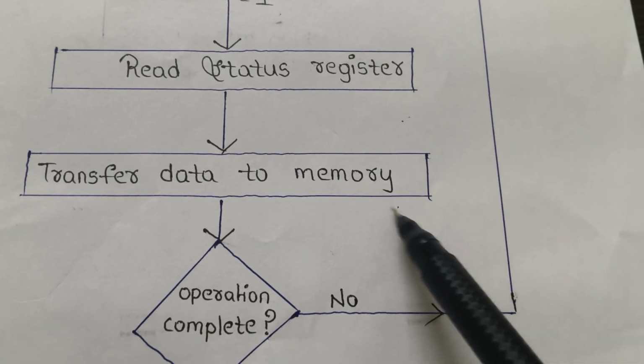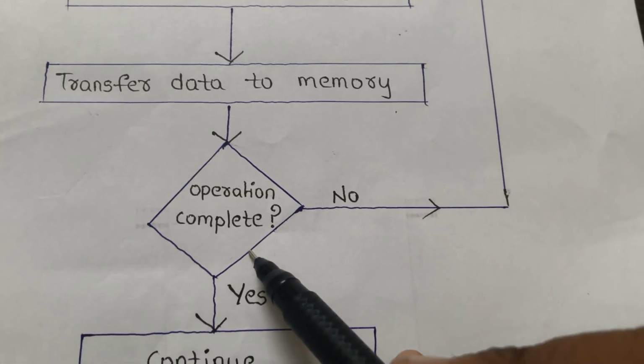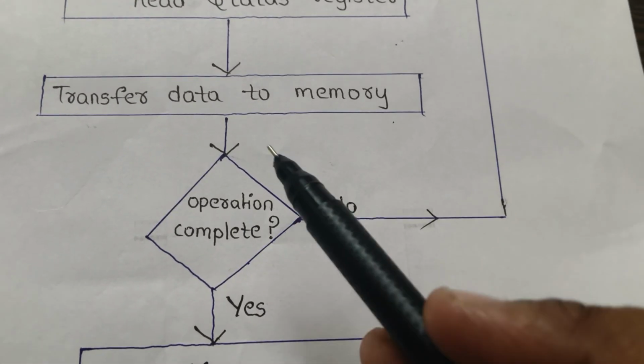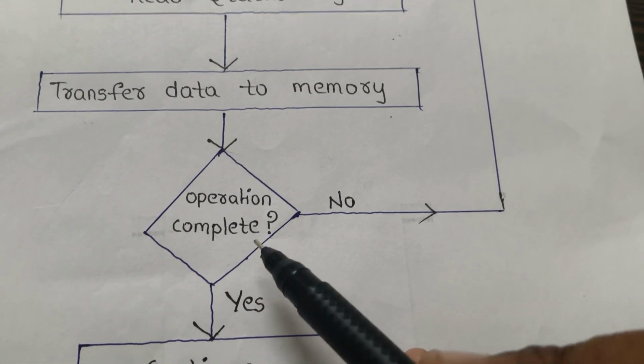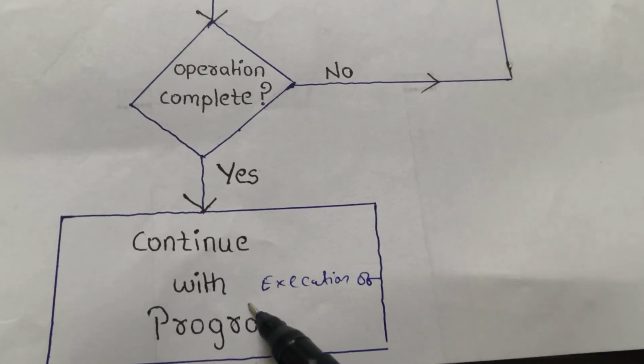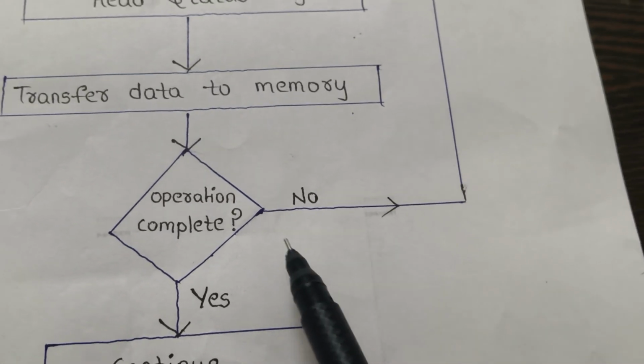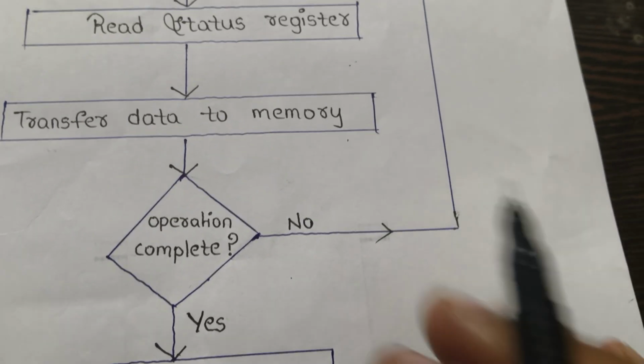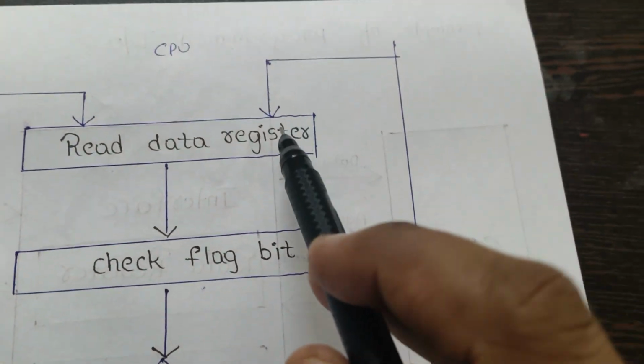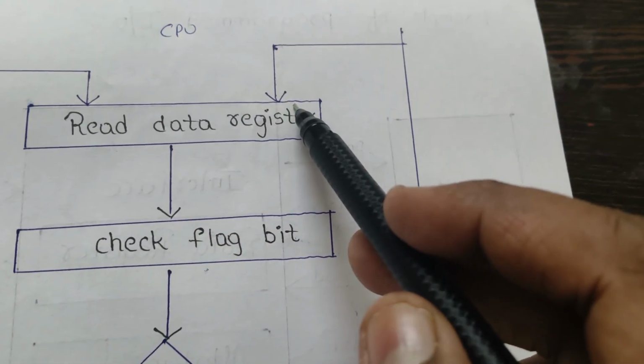transferred to memory. Then the CPU has to check the operation, whether that operation is completed or not. If it is completed, it will continue with the execution of that program. If it is not completed, like some more programs are there in that, then again it will go back to the interface and read the data register of the interface.